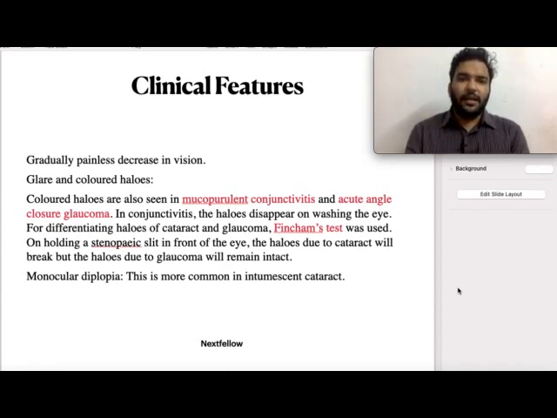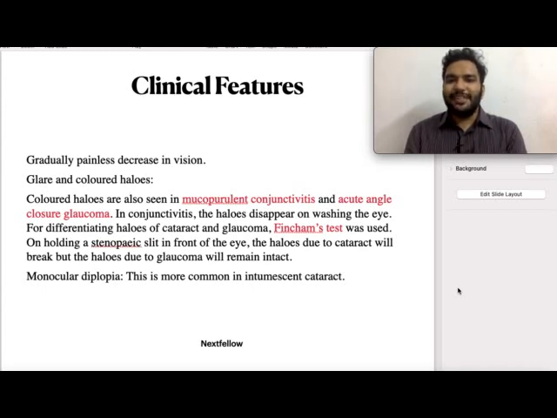And glare and colored halos will be present. Colored halos are typically present in the case of mucopurulent conjunctivitis or acute angle closure glaucoma. And to differentiate those two, we do Fincham's test, in which a stenopaic slit is held in front of the eye. The halos due to cataract will break, whereas the halos due to glaucoma will remain intact. I remember it as glaucoma glue, so it will remain intact, whereas in cataract, it breaks away.